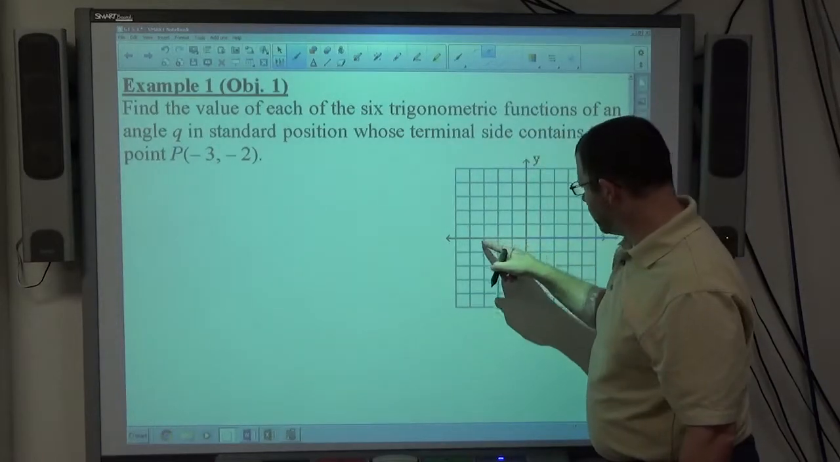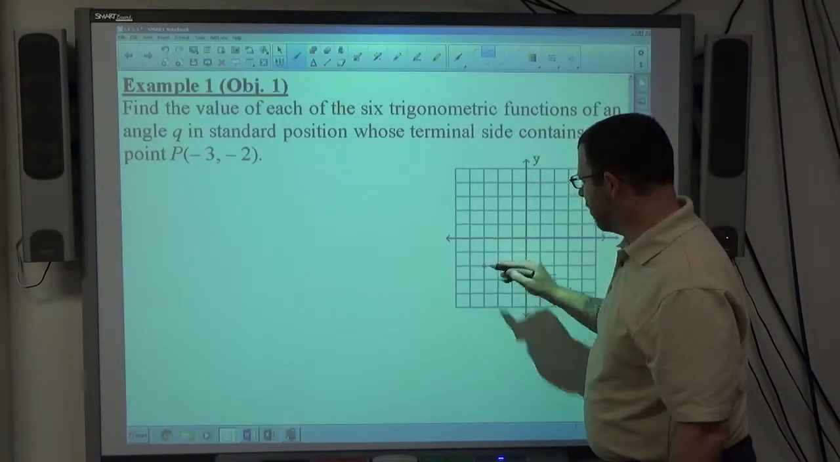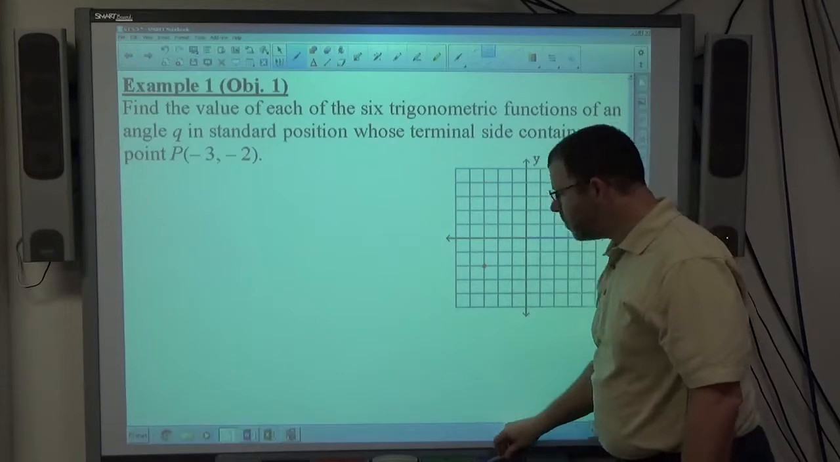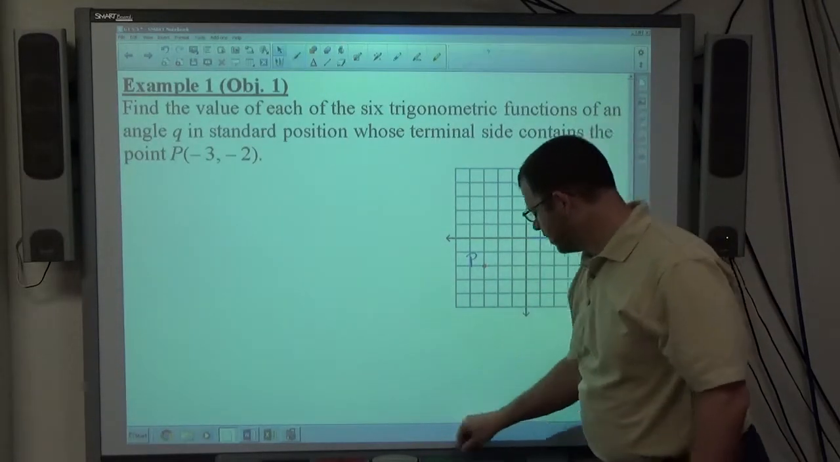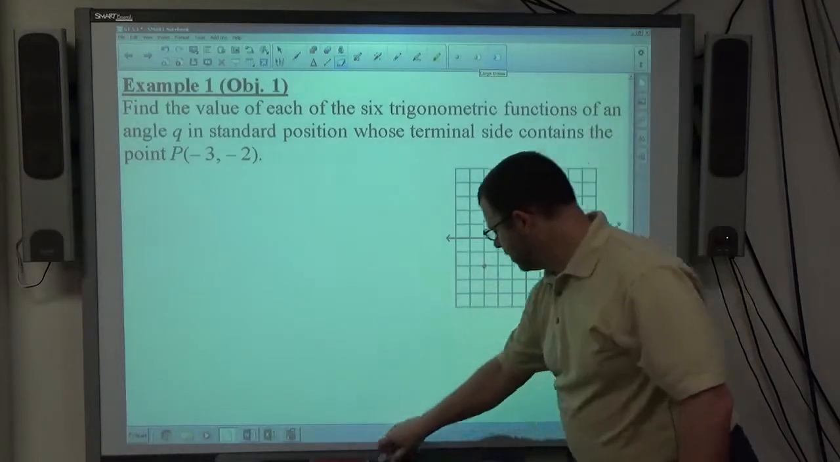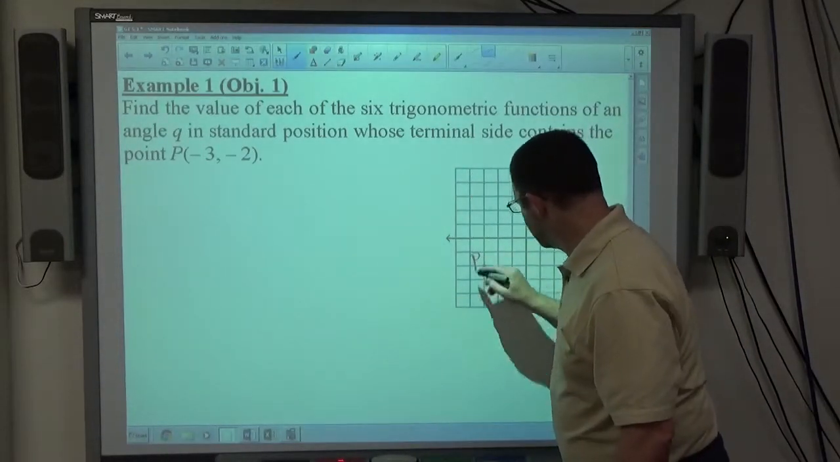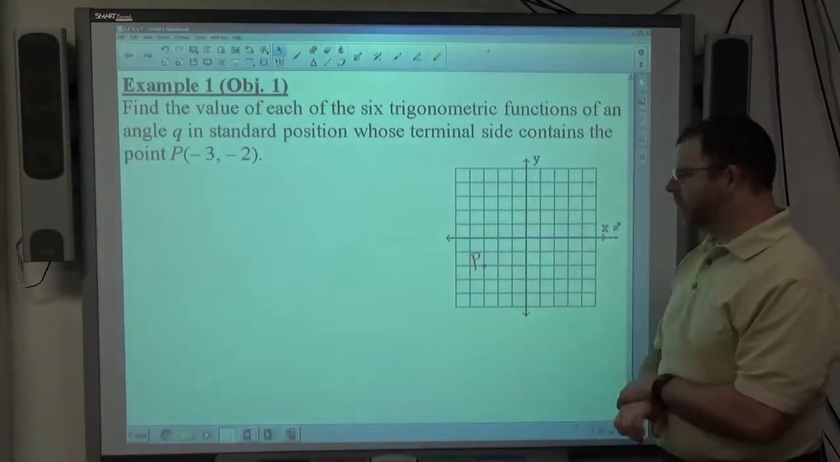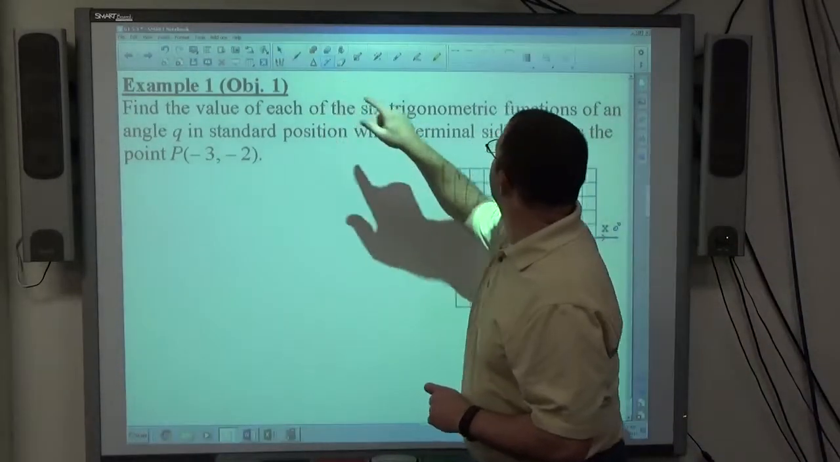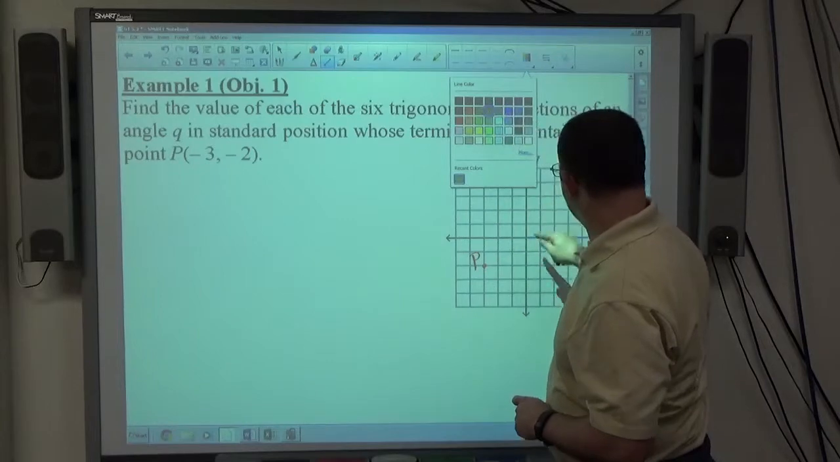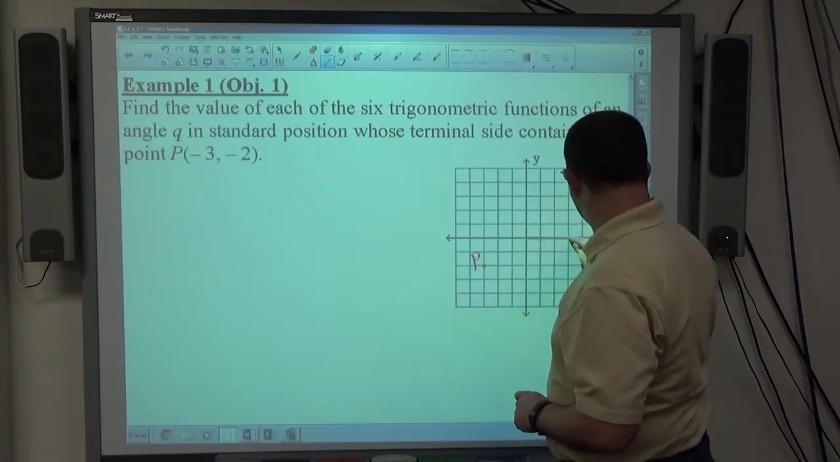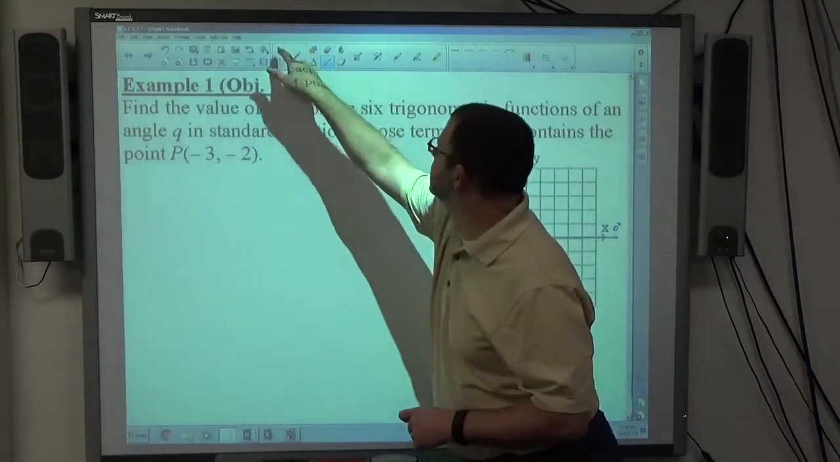So 1, 2, 3, 1, 2. That's just basic graphing of a point, and that's point P, they're calling it. Right, now, as far as measuring this vector is concerned, or drawing this vector, I'll make that my vector.